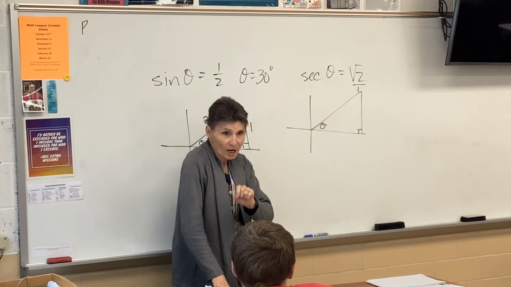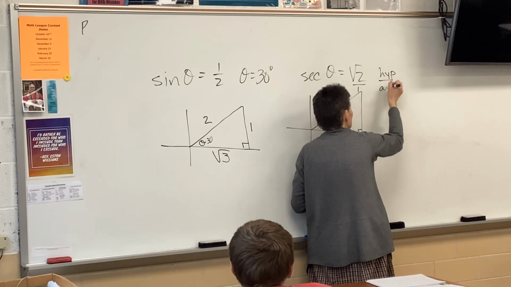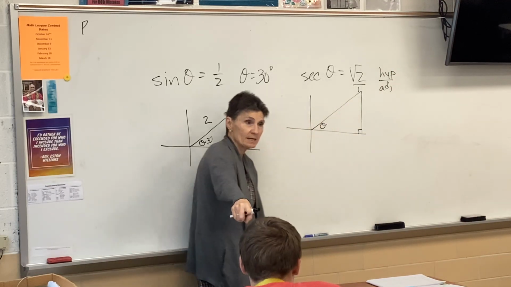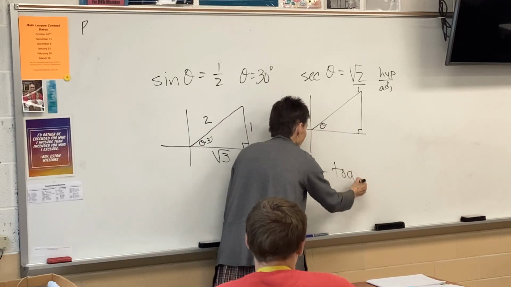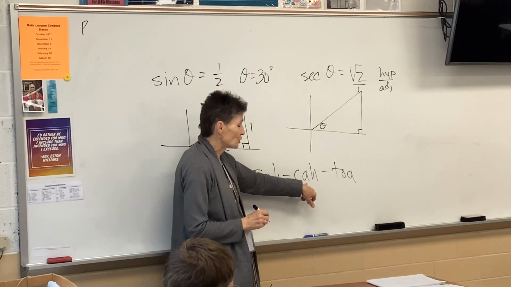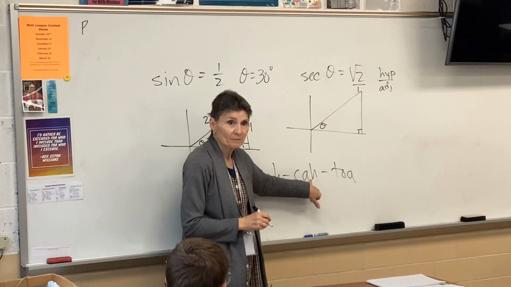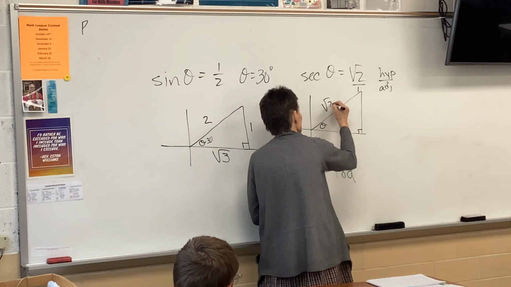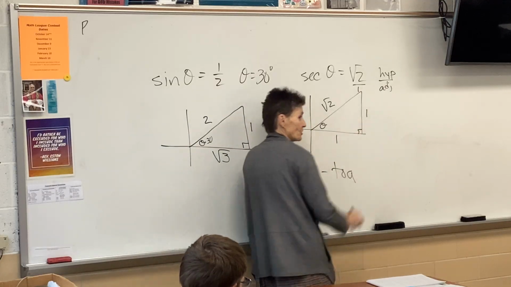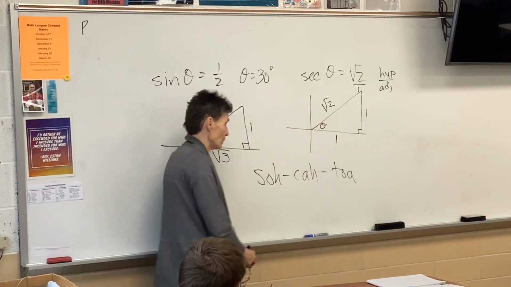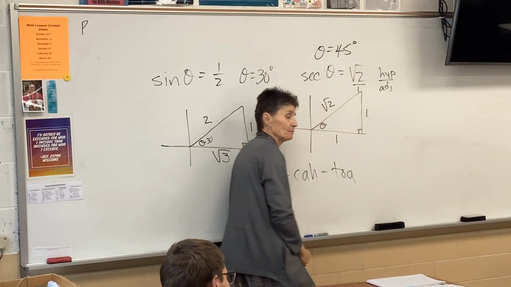Hypotenuse over adjacent is secant. How do I know secant? Because it's the reciprocal of the cosine. And if we know SOHCAHTOA, then cosine is adjacent over hypotenuse, so secant will be hypotenuse over adjacent. So this is root 2 and this is 1. Which means this one is also 1, and we know our angle is 45 degrees. Good.